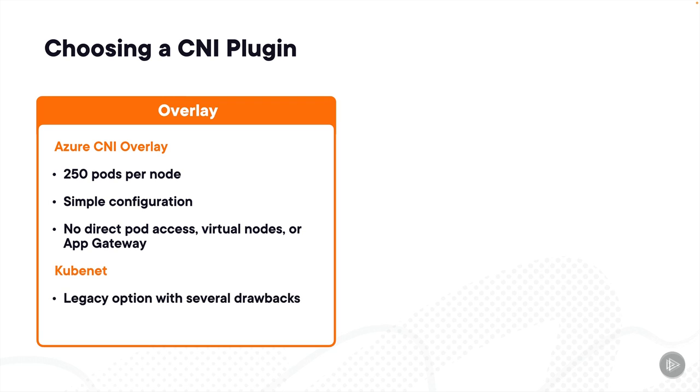KubeNet is the legacy option, and it also prioritizes virtual network IP address conservation, but it has several drawbacks, including limited scalability. It also requires manual route management. It doesn't support Windows node pools, virtual nodes, Azure network policies, or sharing virtual networks between AKS clusters.